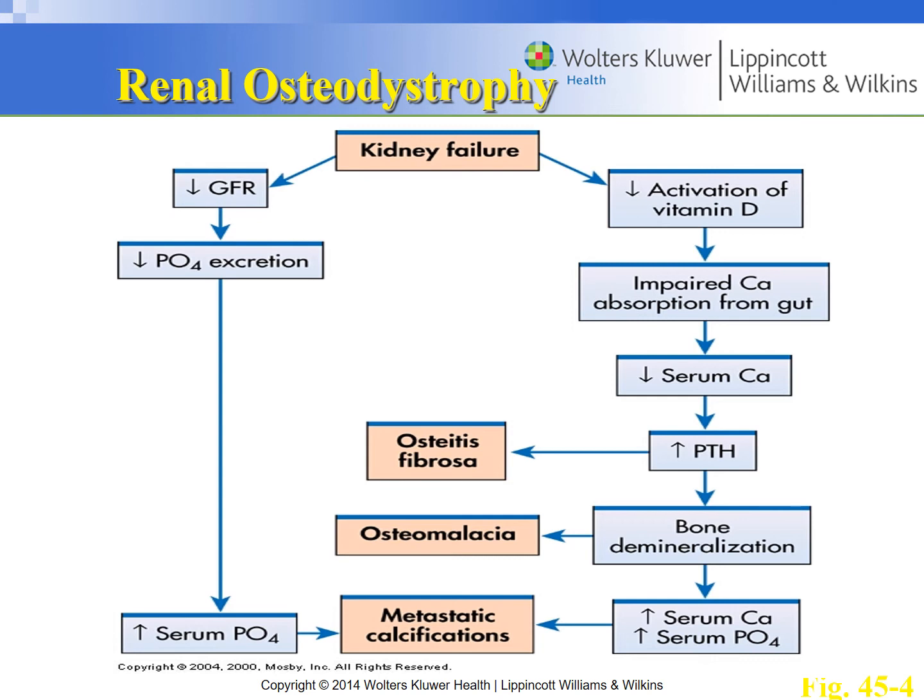So anytime our calcium level drops, our parathyroid hormone kicks in, and what the parathyroid hormone does is it pulls the calcium from the bone to increase that serum level. That's where the PTH is what's related to that osteitis fibrosa. So we get a bone demineralization, meaning that because we don't have that calcium in there, the bone starts breaking down. That's what causes the osteomalacia.